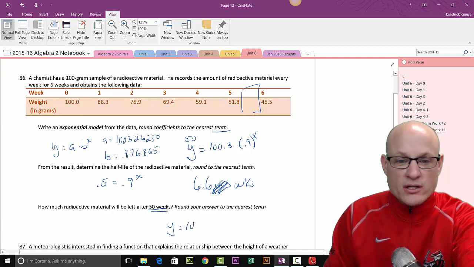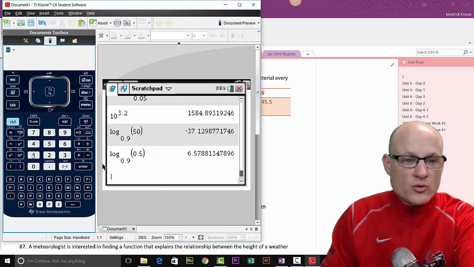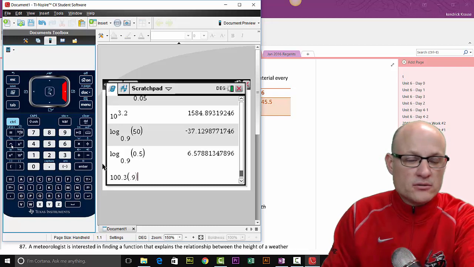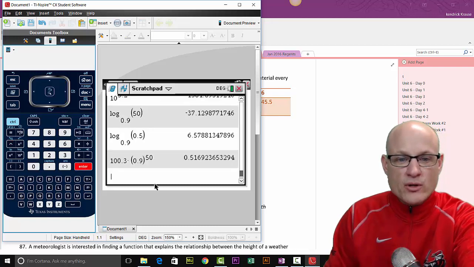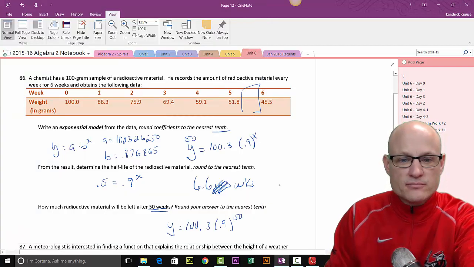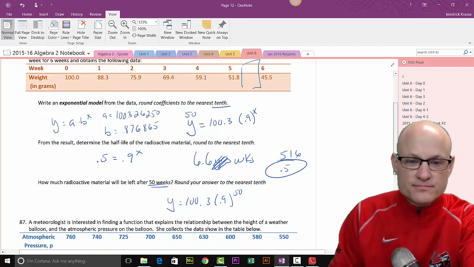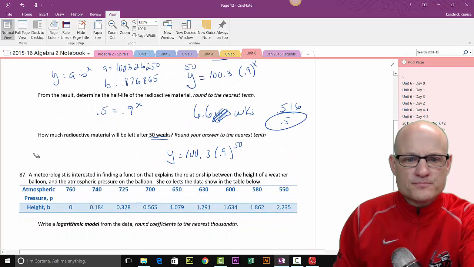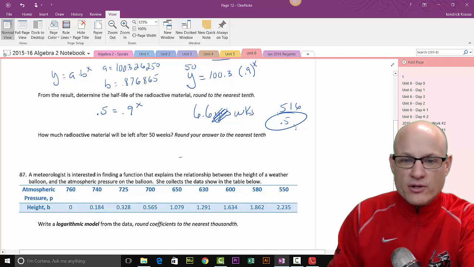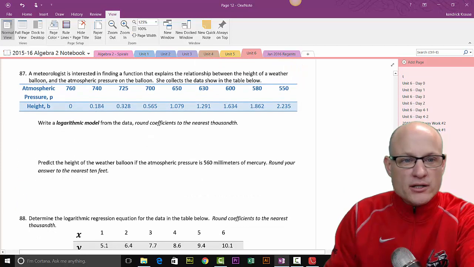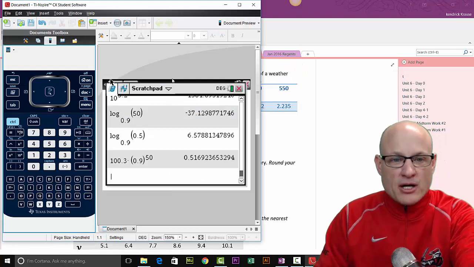So I do y equals 100 times 0.9 raised to the 50. So 100 times 0.9 raised to the 50 is 0.516. So 0.5 will be left. Oh, yeah, well, that was down here. Sorry. All right, next problem.